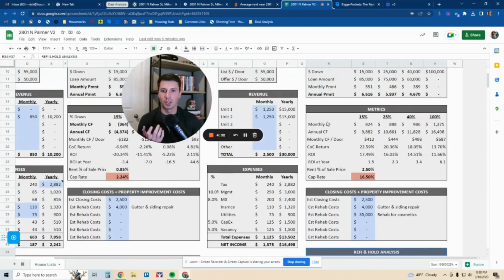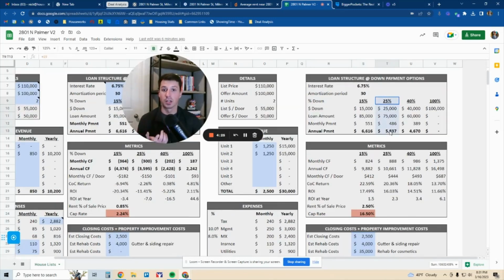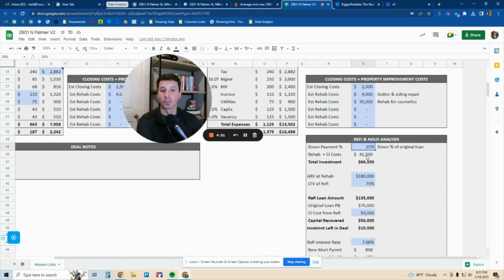So let's say that we bought this deal. We did the rehab, which we estimated here at 41.5, and we did a 25% down mortgage when we first bought this property. So our down payment was 25%. We could see what our total investment all in on this is $66,000. That's going to be the 41.5 of our repair and closing costs, but then also the down payment. So all in, we're at 66.5.